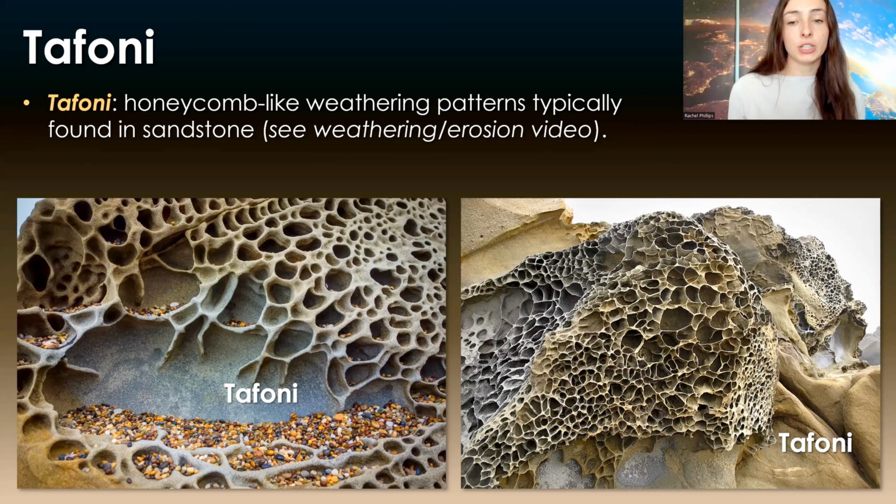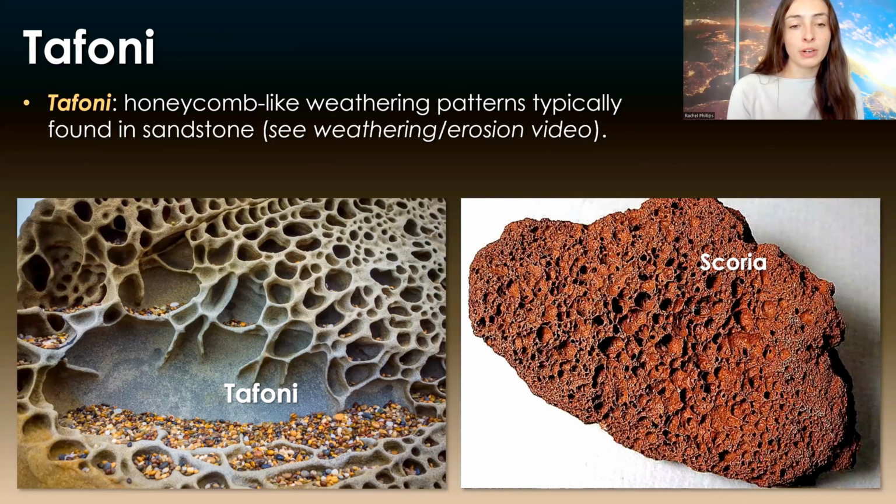Basically, this honeycomb structure can often be mistaken for many different types of fossils, which I'll show in a couple slides. And another rock that can sometimes look a little bit like this honeycomb structure found in sandstone is actually scoria, which is not sandstone at all. It's not even sedimentary. It's a volcanic rock that forms with vesicles, or air bubbles, in it because the lava that it cooled from had gas bubbles in it as it was cooling. And so that can often look like this tafoni as well.